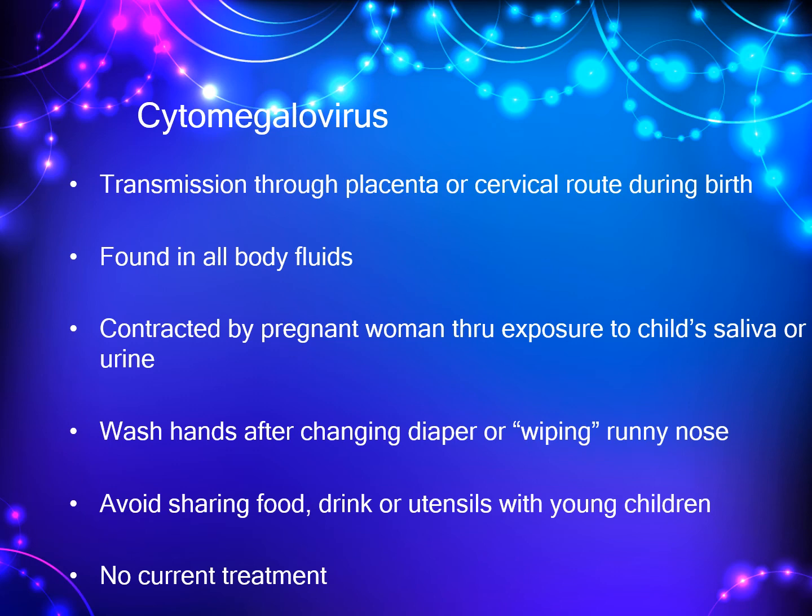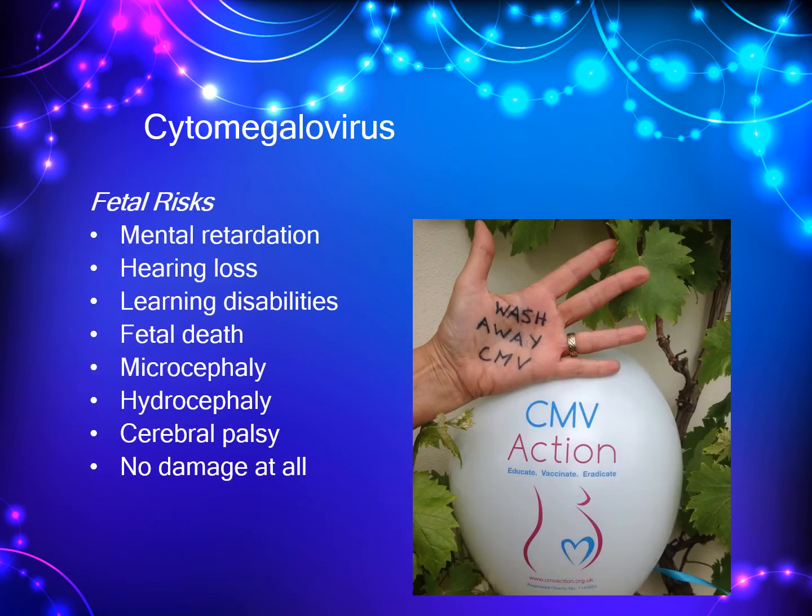Don't do it. Okay. Currently, there is no treatment for this type of CMV, but there is a vaccine in the works. Fetal risks associated with CMV include mental retardation, hearing loss, learning disabilities. Fetal death, microcephaly, hydrocephaly, and cerebral palsy are related to a maternal primary infection in the first half of pregnancy. Then, of course, you can have a baby that has no damage at all.